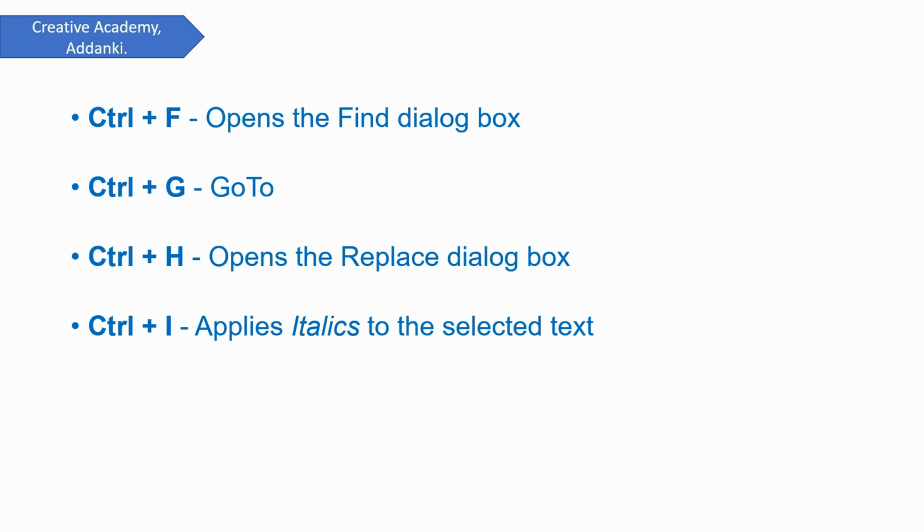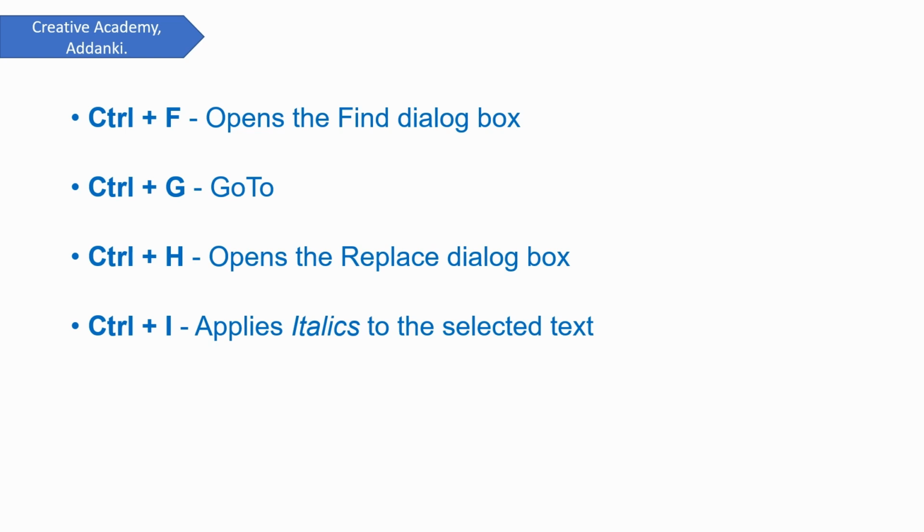The next shortcut is Control F. It opens the find dialog box. If you are searching for a particular combination of text, or a particular character, or particular information in the document, you can do that by using Control plus F.